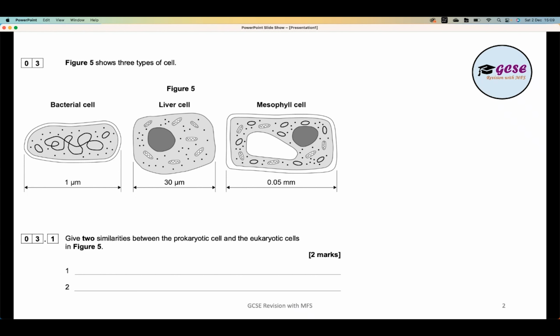Okay, and here is an exam question we had a look at in our last lesson. Just to refresh your memories, I've popped it on again, and then we'll have a look at what the marking scheme requires for this question. Okay, so just have a quick go at the question, and I'll just go through it in 30 seconds. Okay, so it just says give two similarities between the prokaryotic cell and eukaryotic cells in figure 5.